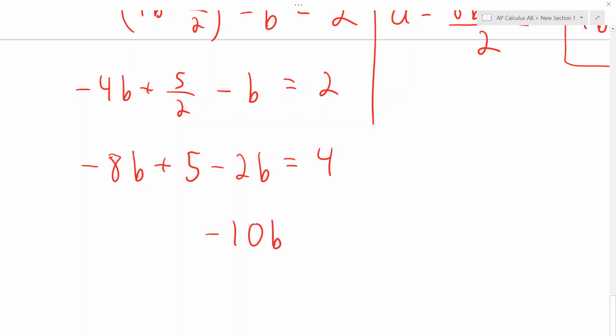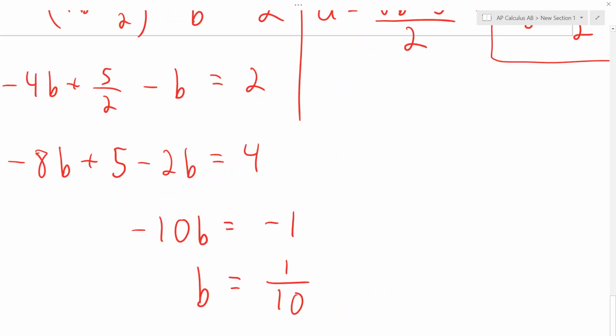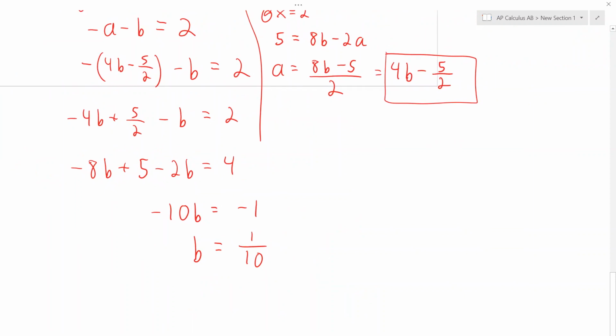Then you can easily see that negative 10b is negative 1. So b is 1 divided by 10. Sound good? But I didn't ask you what b was. I asked you what A and B are. A is 4 times 1 over 10 minus 5 halves. That's 2/5 minus 5 halves. Y'all with me? That 4/10 reduces to 2/5.